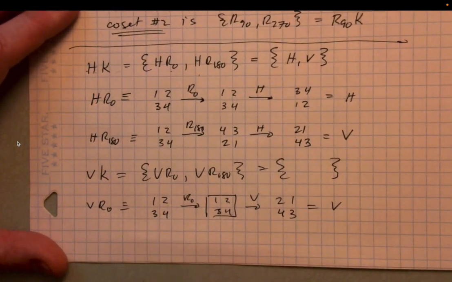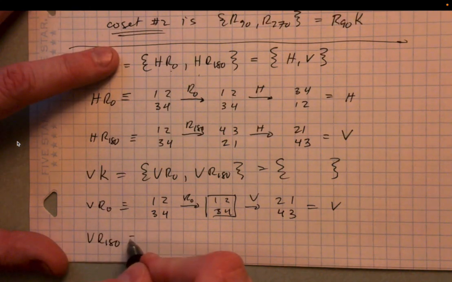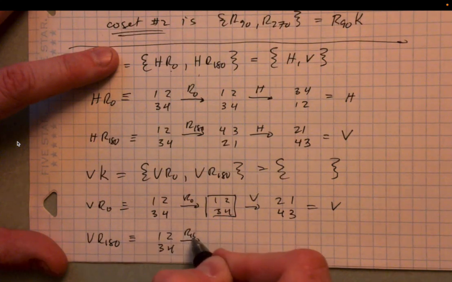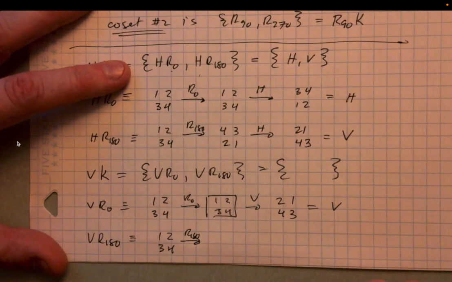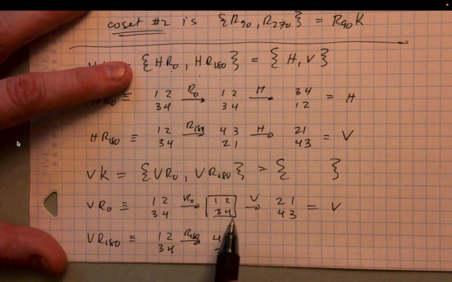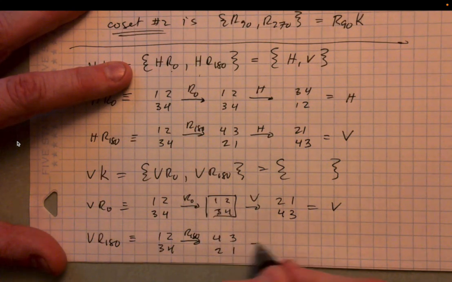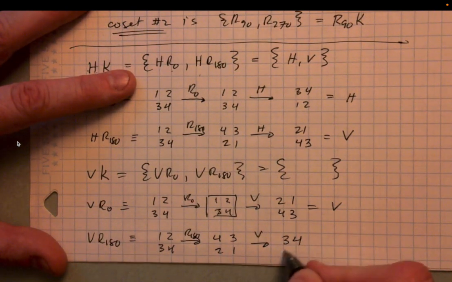Right, what about V180, R180? Well, again, 1, 2, 3, 4. I'm going to do an R180 on that. And when I do that, I get 4, 3, 2, 1. Right? So 4 goes up here, 3 goes up there. Remember, everything is just rotating 180 degrees. What happens if I do a V on top of that, a flip along the vertical axis? Then I get a 3, 4, 1, 2.